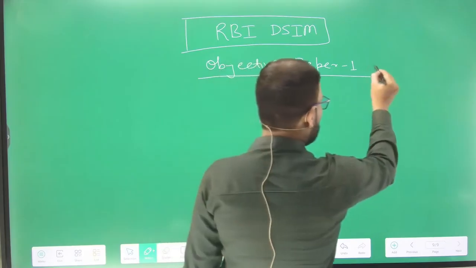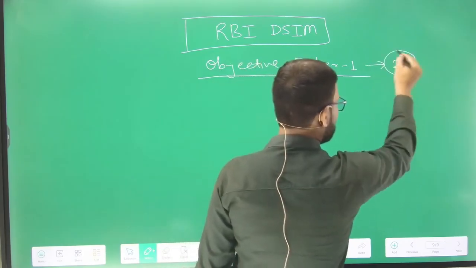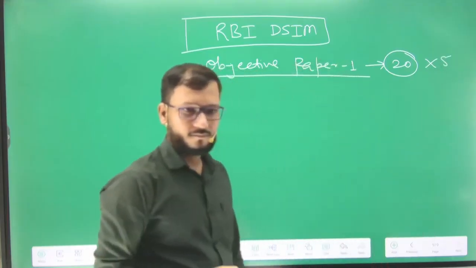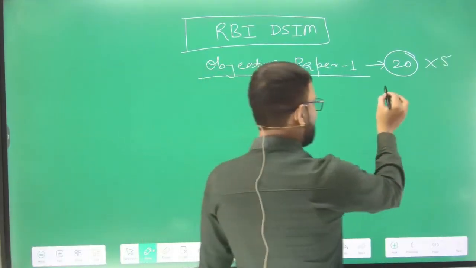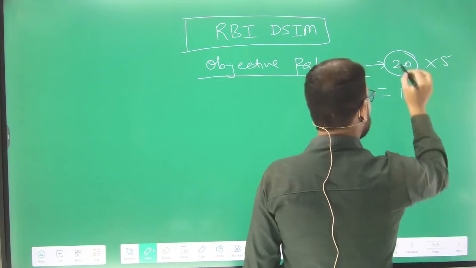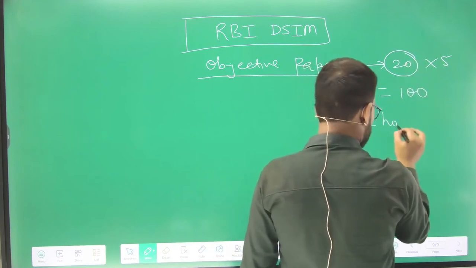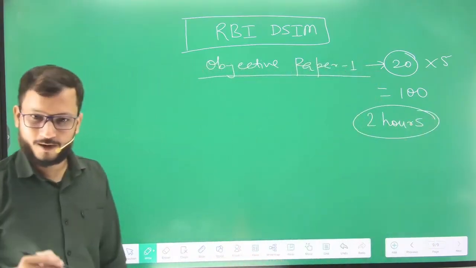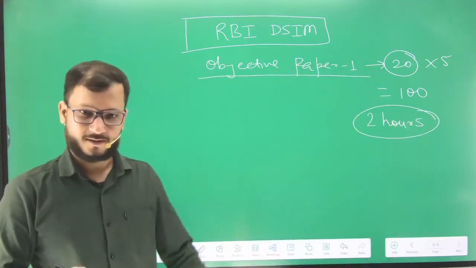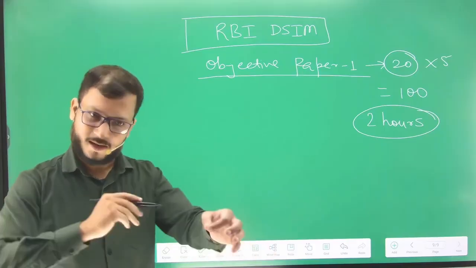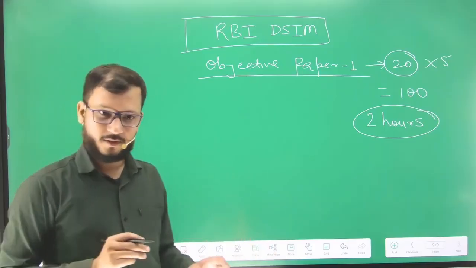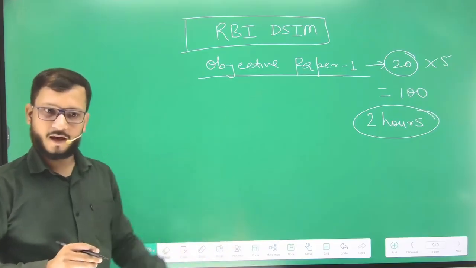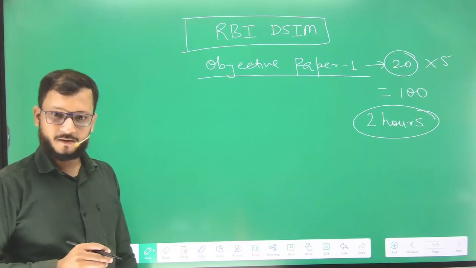There are only 20 questions asked, each question containing 5 marks. That is 100 marks. It has to be solved in 2 hours. You can be happy that, sir, one question means 6 minutes, so I can just go and sit there and solve each and every one. But these questions will be tougher than the ISS ones. Clear?